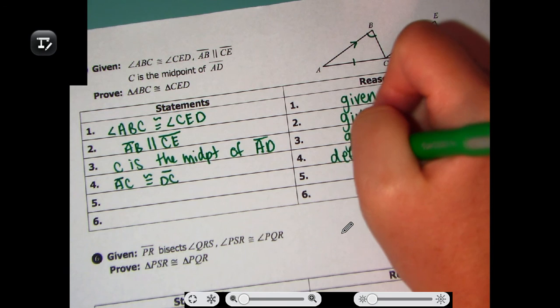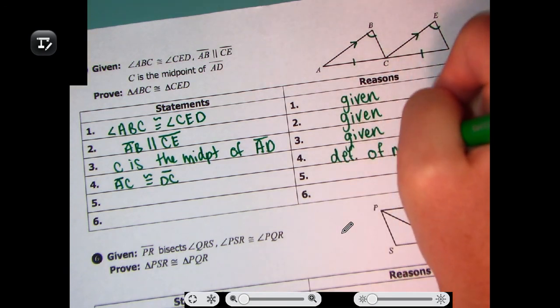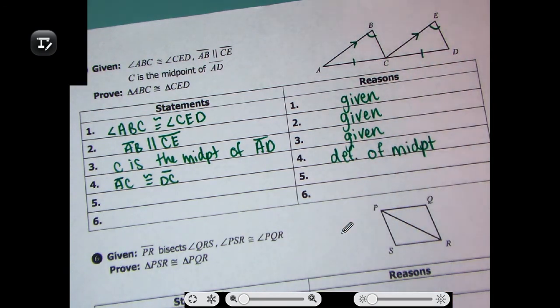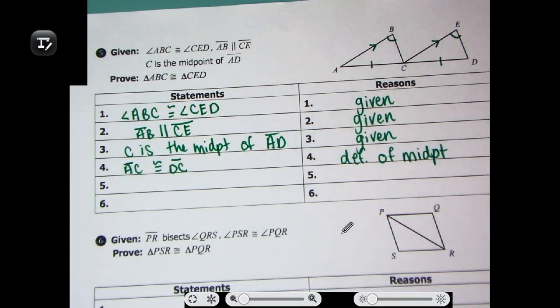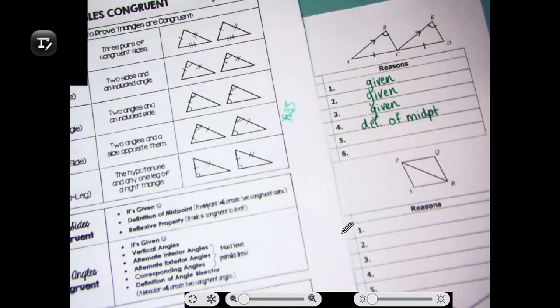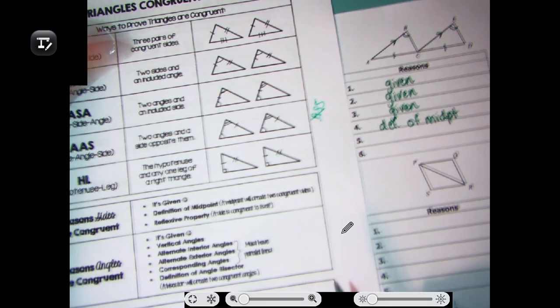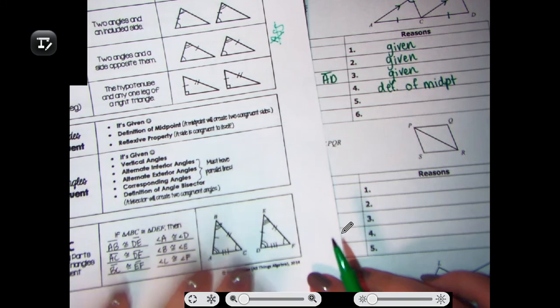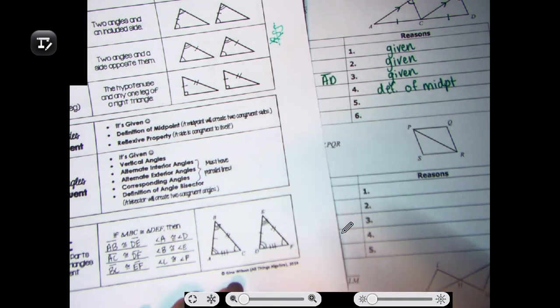Definition of midpoint. Okay, so now the 5th one, I've done all my givens. I used the definition of midpoint. Now remember, I'm going to need to do something with the fact that those lines were parallel, okay? So I know I'm going to be using, based on my reference sheet, one of these reasons down here. So alternate interior, alternate exterior, or corresponding angles.